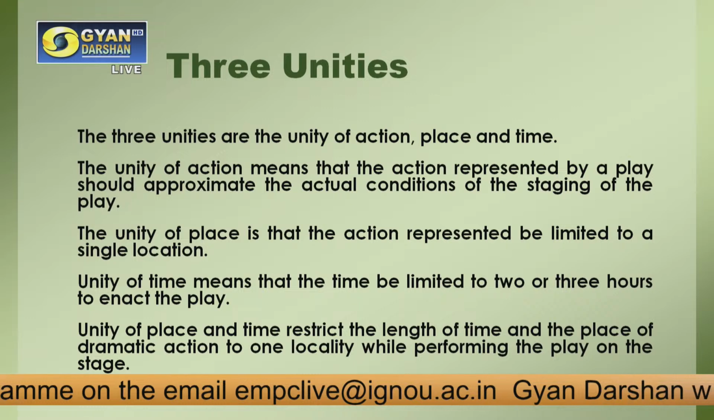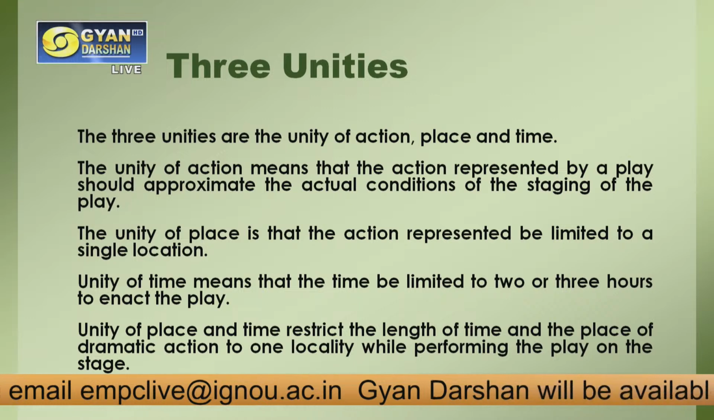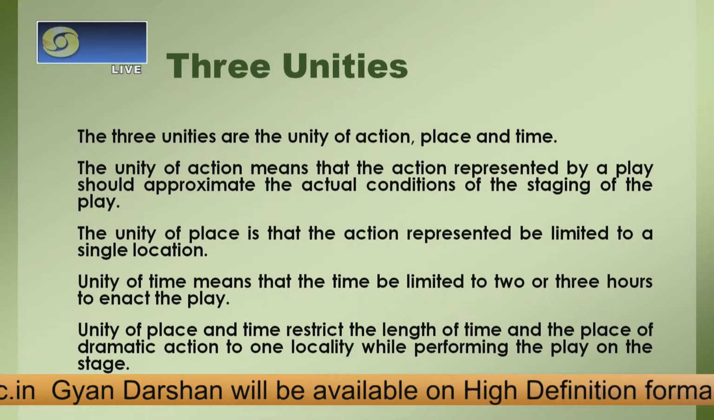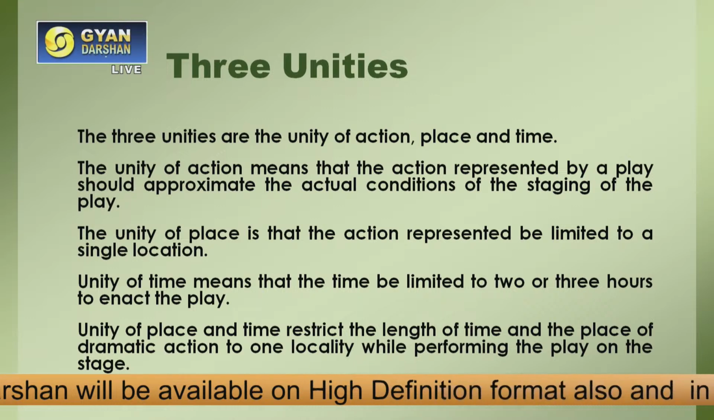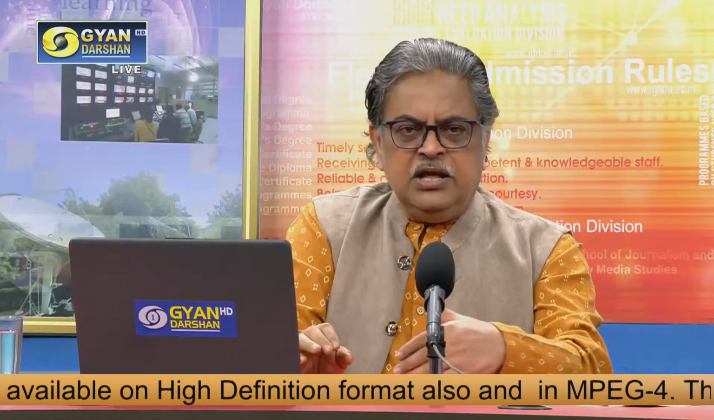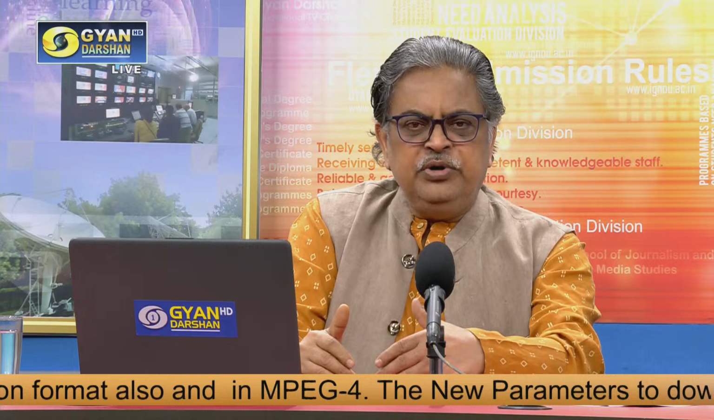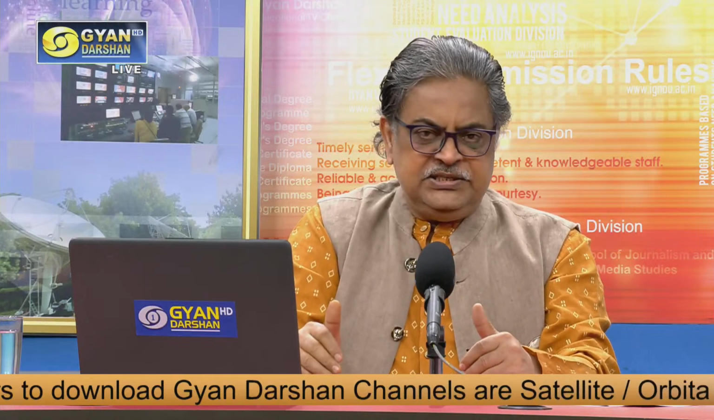The unity of the place. Unity of the place is that the action which is happening should be represented or limited to a single location. We are talking about the location. For example, you have a drawing room comedy which is going on. So unity of the place is that the entire story is happening in a drawing room, so that you are not confusing the audience. So that should be maintained by the playwright. So that is the unity of the place.